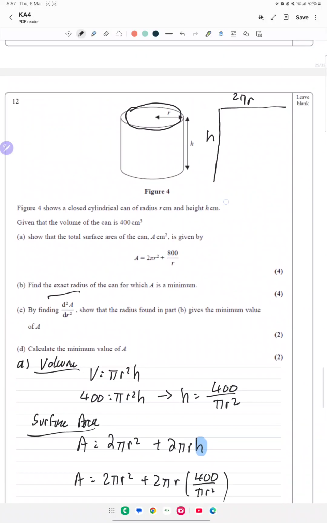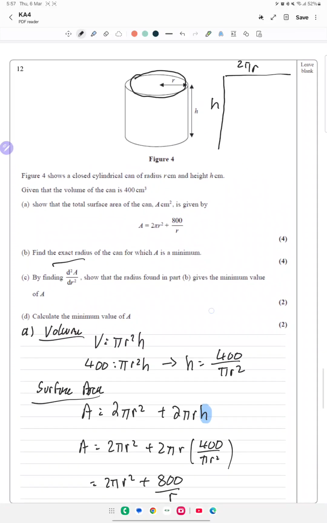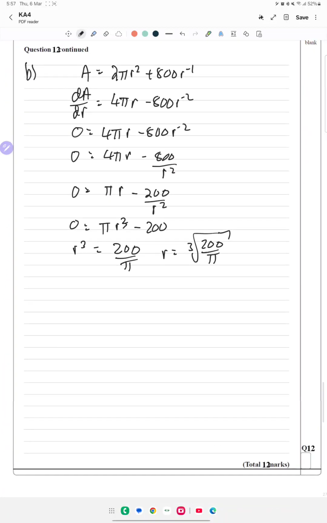Part C. By finding d2a by dr squared, show the radius is a minimum. Now this should be screaming for everyone to get 3 marks minimum on this question. That bit is telling us we at least need to differentiate twice. And you're told the original thing. So 3 marks minimum for most people on this question. So let's start by differentiating again. So d2a by dr squared. So we've got 4 pi plus 1600 r to the minus 3.